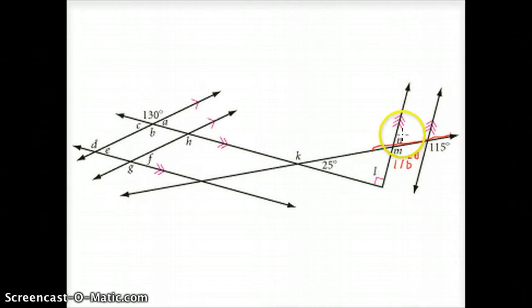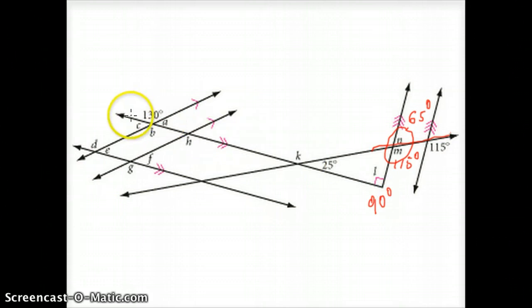And then we can look at M and N. M and N are a linear pair. So linear pairs of angles add up to 180. So 180 minus 115 gives us 65 degrees. Now if we look in here, I is a 90-degree angle, so write that down.